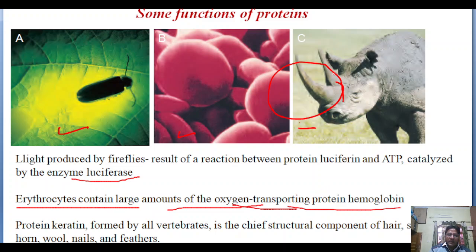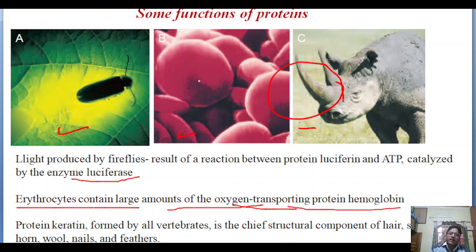Another protein is shown in this image of a horn of a rhinoceros. This protein is made up of keratin, and the protein keratin is found in all vertebrates. It is a chief major component of different structural proteins, such as hair, scales, which are found in the fishes, and horn, which you can see here. All are made up of the protein keratin.